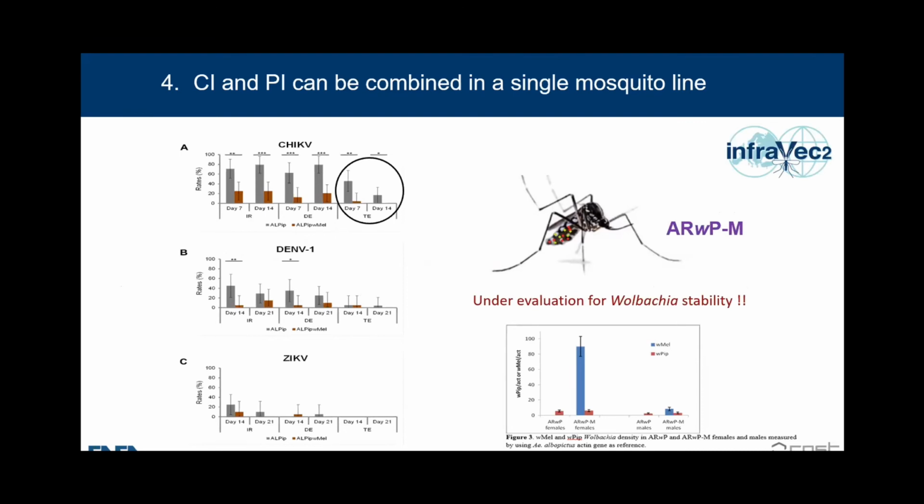After 3 years from its generation, this line is currently under careful evaluation for the tendency of the wMel strain to lower its density when exposed to high temperature, differently from the wPip strain, which is very, very stable.